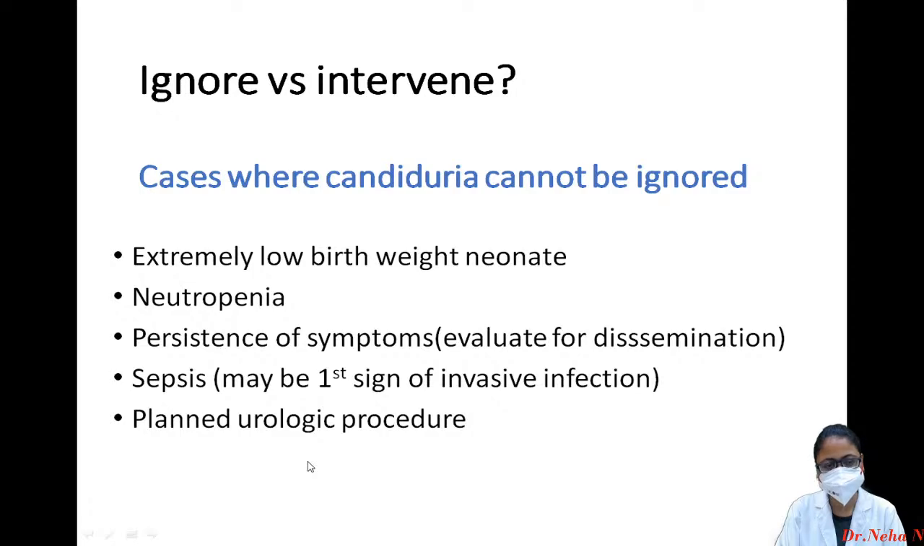There are certain cases in which Candiduria must not be ignored at all. These are the cases. First is the extremely low birth weight neonate, that is, when the weight is less than 1000 gram. Second is if a person is neutropenic. Third is if the symptoms persist. In these cases, they must be evaluated for disseminated disease. Fourth is if the person is presenting with certain signs of sepsis, because Candiduria might be the first sign of invasive infection, so they should always be evaluated for disseminated infection. Last is if the patient is planned for any urologic procedure.